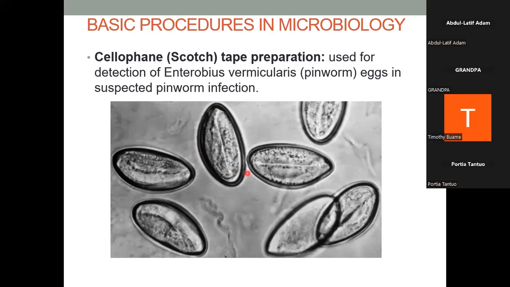If you look at it carefully, you see that there seems to be a larva inside. This is a larva which is inside an ova. This is supposed to be an egg, but a typical egg is oval, whereas this one has one side flattened and the other side curved. So this is classical of Enterobius vermicularis, which you call the pinworm.